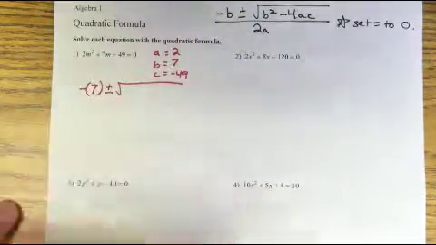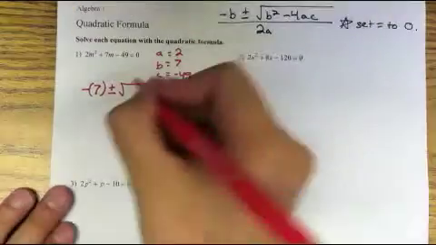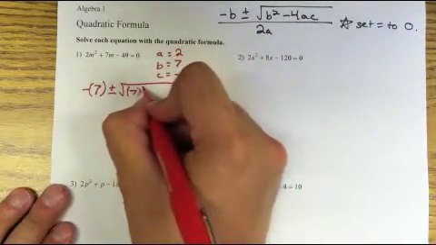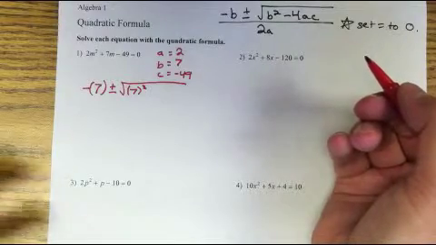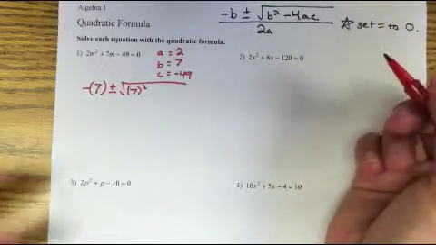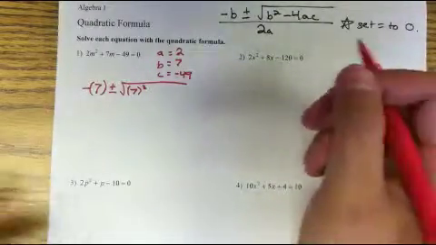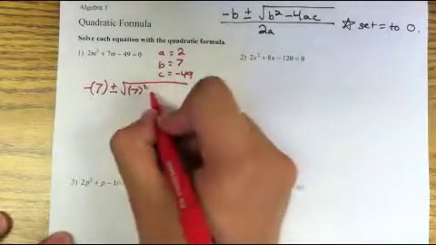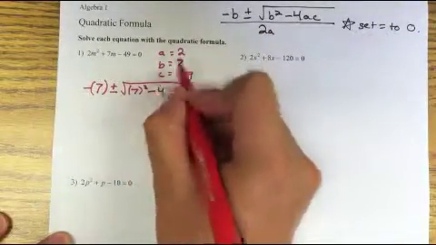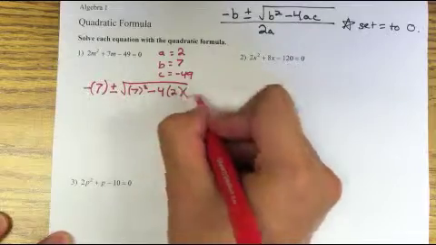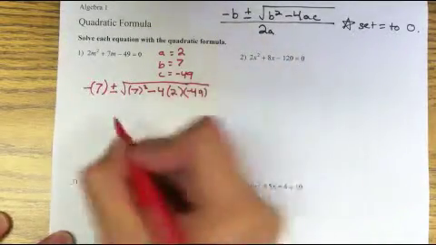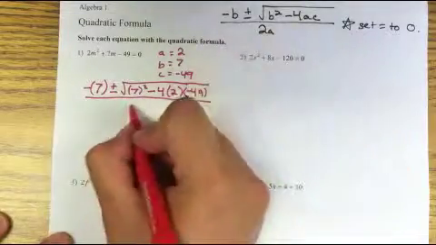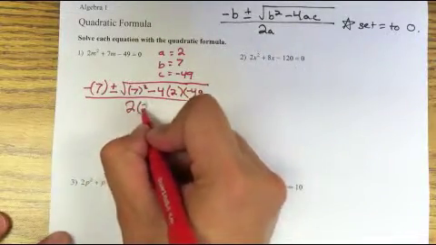I like to put parentheses around that. B squared, put in parentheses, because what if that was a negative 7? Keep it in parentheses. If you have a graphing calculator, it doesn't know what negative 7 squared means. You have to put it in parentheses, okay? Minus 4 times A times C, all over 2A. Plug in A, we got a 2.